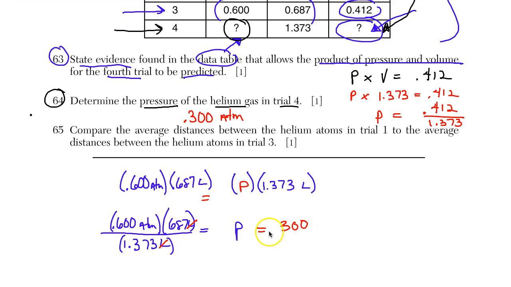And it's again 300, should be 0.300 atmospheres. And that should have been a decimal place there. That's what I forgot to put in there. So 0.600 times 0.687. That's the point that I initially forgot there. Divide by 1.373. Okay. And that gives you the 0.3 atmosphere. This is the same answer.